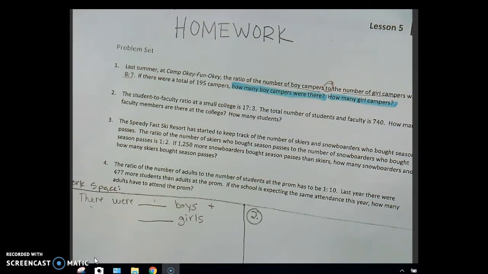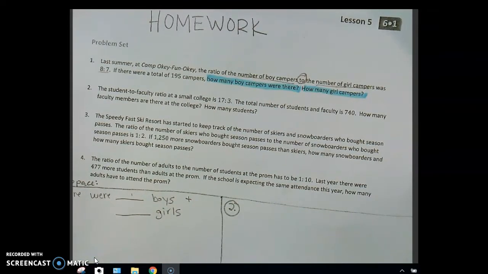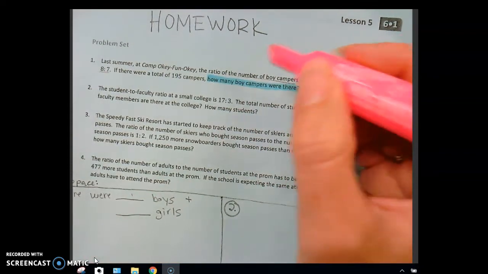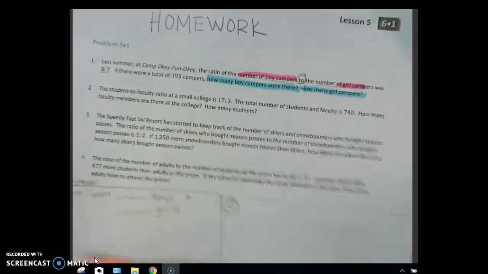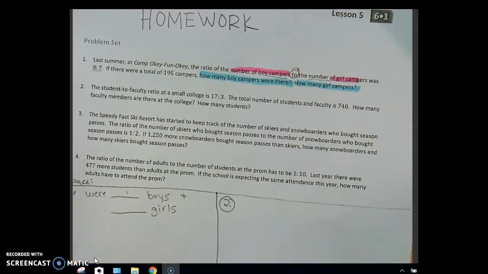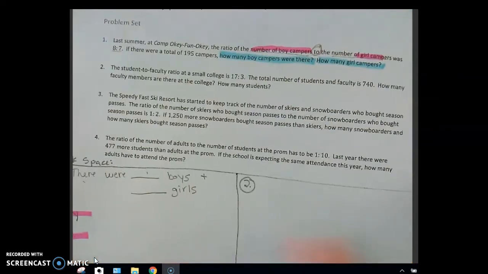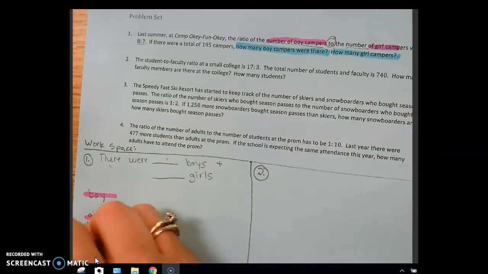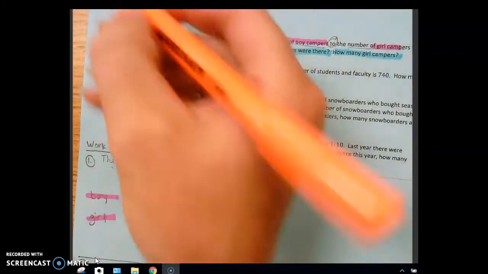After we know what we're answering, then we kind of have to know what we're talking about. And again, it goes back to those things that I read. Number of boy campers to the number of girl campers. So I know that my 2 labels here, my first one's going to be boys because that's the first one that was mentioned. Sorry. And then I have girl campers here because that was the second thing that was mentioned. After I know what I'm dealing with, then I can go to the specifics of, well, what goes with what? And that's our orange information.